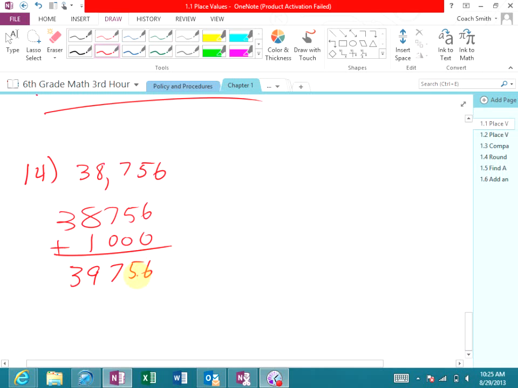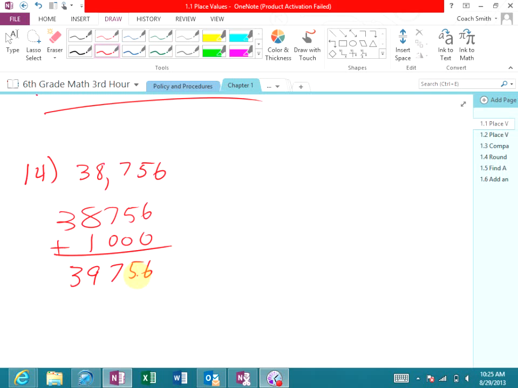39,756. Now, you really don't have to do that. What they're trying to get you to see is the place value of 1,000. Really, all you've got to do is find the thousands place value and increase it by 1. So 1 plus 8 would be what? 9. That's where we get the 39,756.